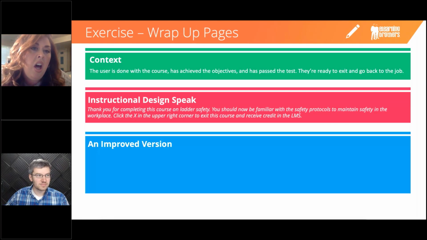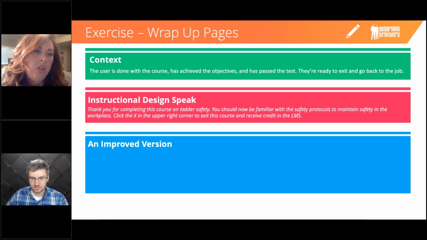Okay, here's another one. Let's do a wrap-up page. So the user is done with the course, they've achieved the objectives, and they have passed the test. They're ready to exit and go back to the job. So what we have right now is, thank you for completing this course on ladder safety. You should now be familiar with the safety protocols to maintain safety in the workplace. Click the X in the upper right corner to exit this course and receive credit in the LMS.